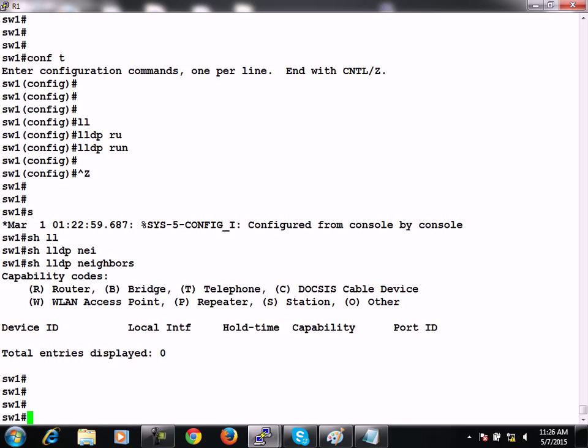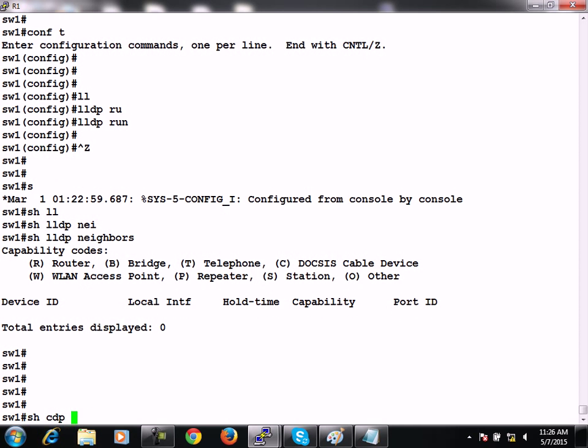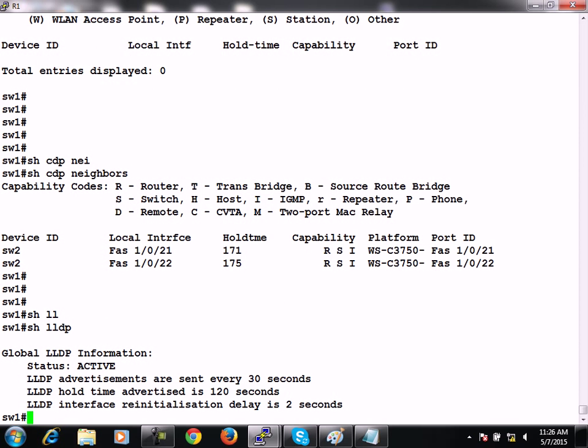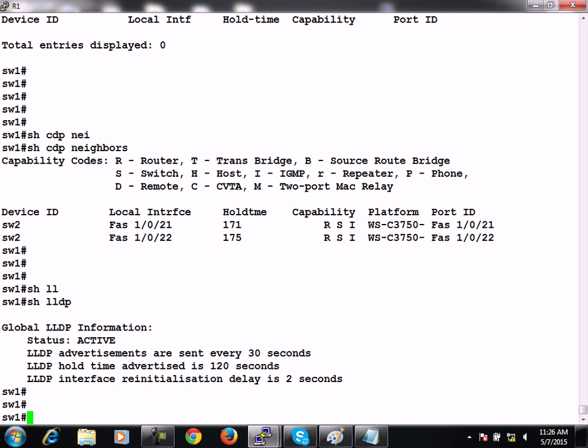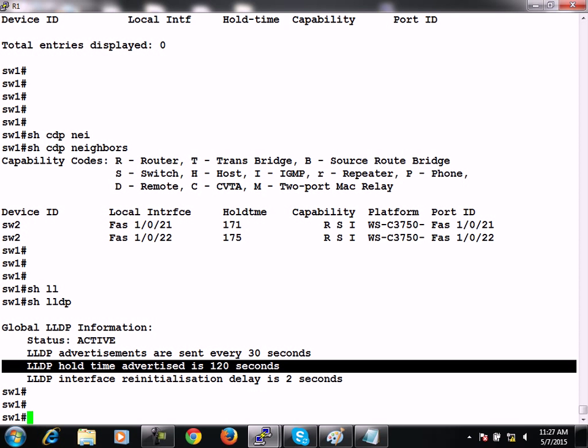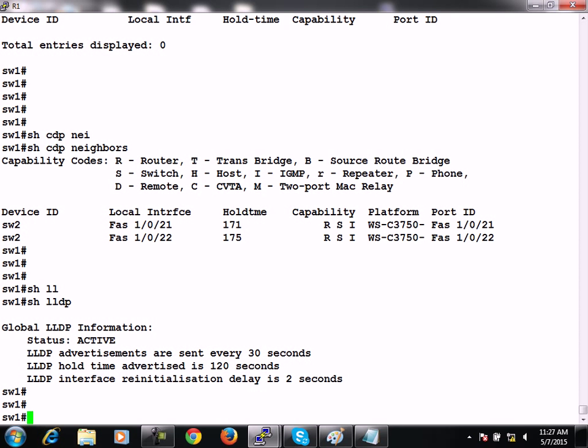Yeah, of course. CDP and LLDP, both of them can work simultaneously. You see, show CDP neighbor. CDP is still working, isn't it? If you say show LLDP, it is also working by default. And the hold time is 120, right?